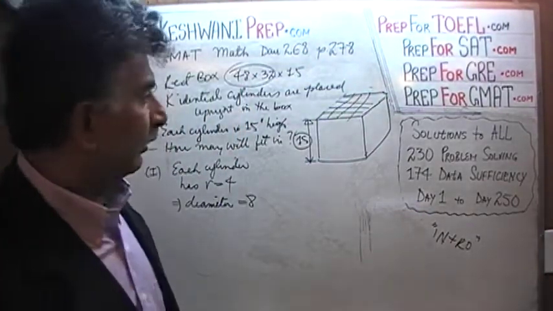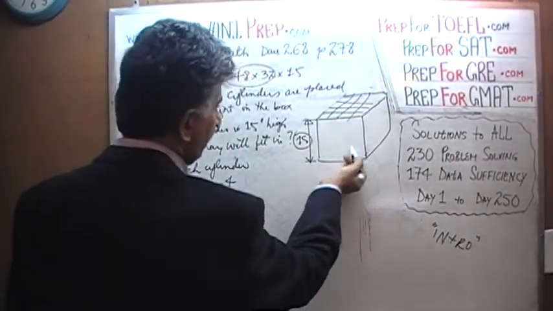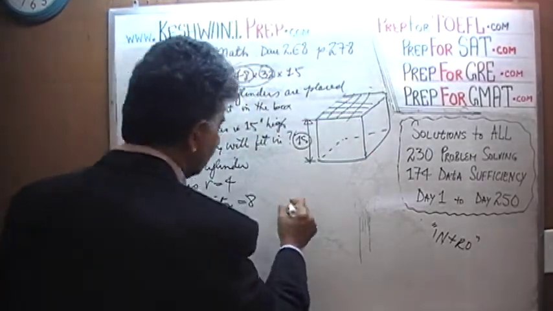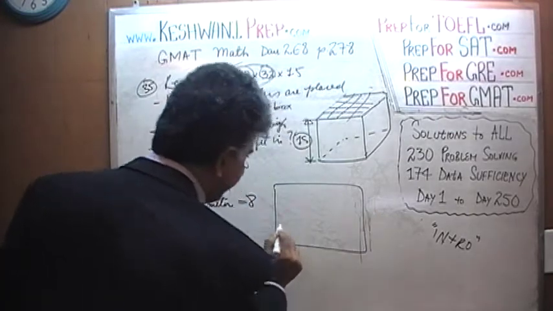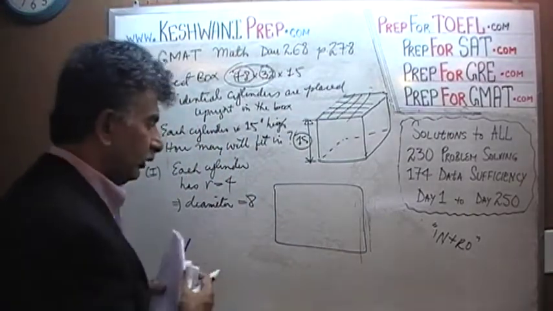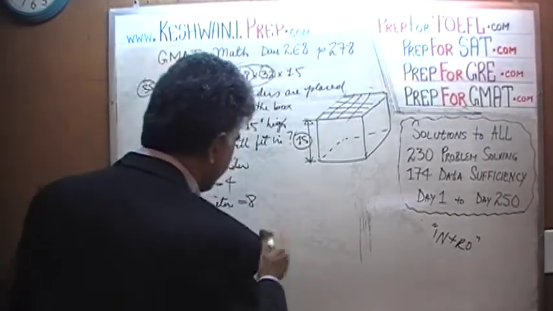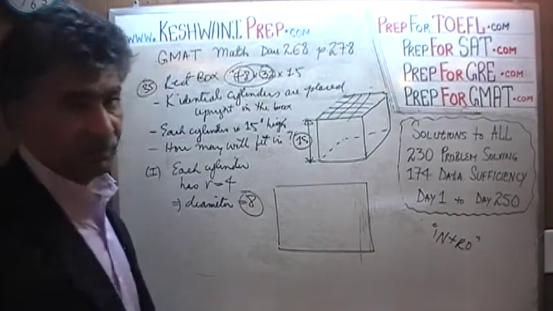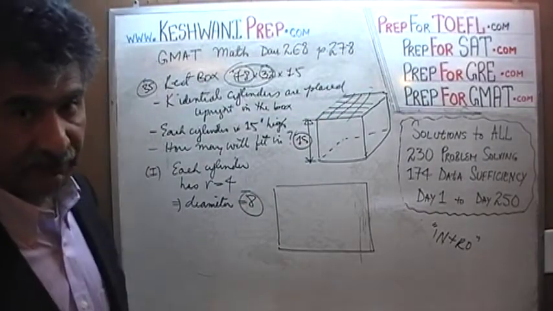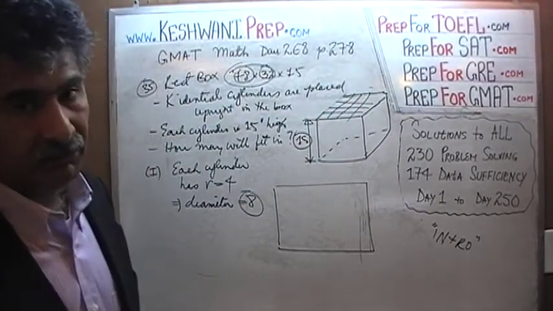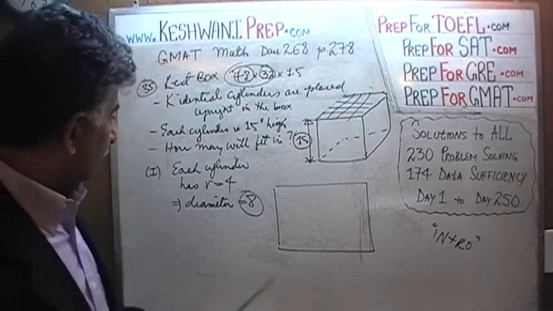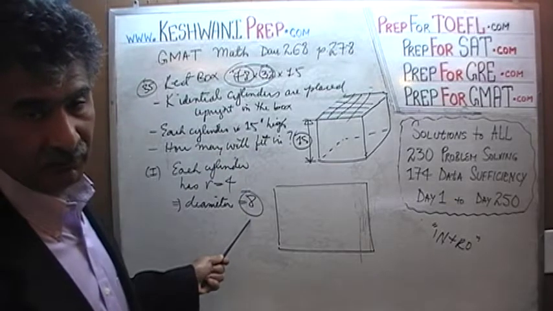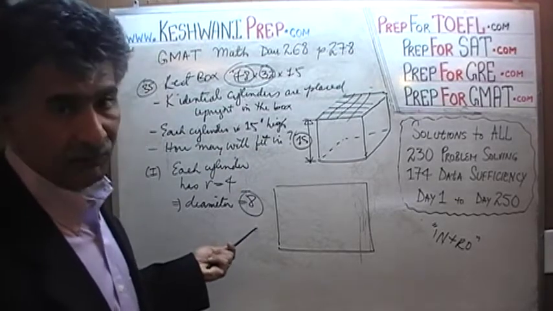What are the dimensions of that floor? That floor, at the bottom, has to be 48 by 32, and it doesn't matter where you put 32 and where you put 48. Since the diameter is 8, it should be quite obvious that 48 is easily divisible by 8, and so is 32, and that's for a reason: they have to fit in nicely. So we can figure out how many are going to fit.